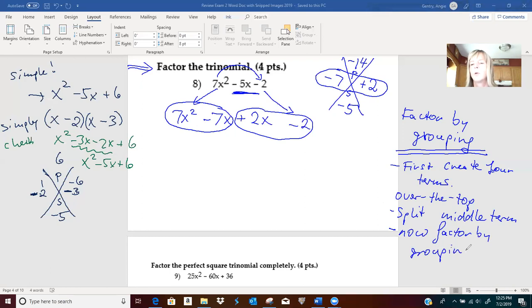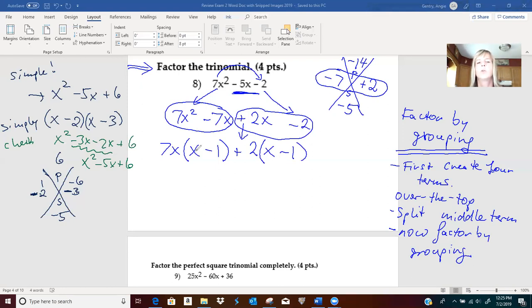Excuse my handwriting. I do have a pen here, but it's never been good and it's not going to get better. Okay, first group. What do they have in common? They both have a 7. They both have an x. Open. 7x times what is 7x squared? X. 7 times what is negative 7x? Negative 1. Close. Bring that sign down. Plus 2. Open. 2 times x is 2x. 2 times negative 1 is negative 2.